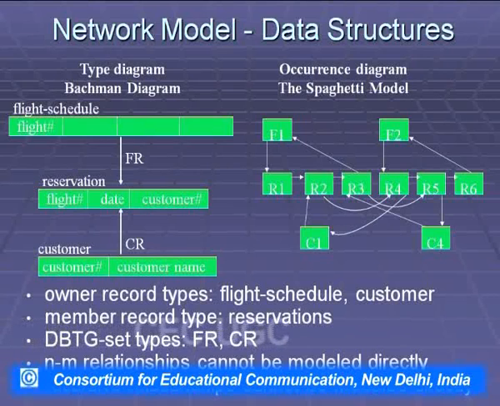Occurrence diagram, that spaghetti model. These models are also being used very widely. Owner record type: flight schedule, customer. Member record type here: reservations. DBTG set types are FR and CR. N:M relationship cannot be modeled directly. Recursive relationship cannot be modeled directly.